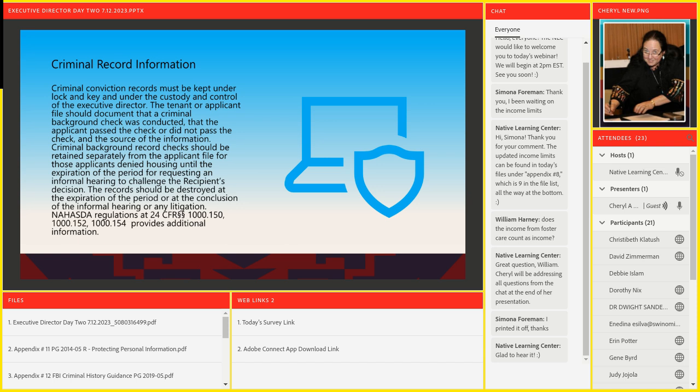So you should have a check mark on your checklist that the applicant passed the check or did not pass the check. The source of information, the criminal background record check should be retained separately from the applicant file for these applicants denied housing until the expiration of the period for requesting an informal hearing to challenge the recipient's decision. The record should be destroyed at the expiration of the period or at the conclusion of your informal hearing or at any litigation. You can read about that under the regs at 1150, 52, 54 provides additional information.